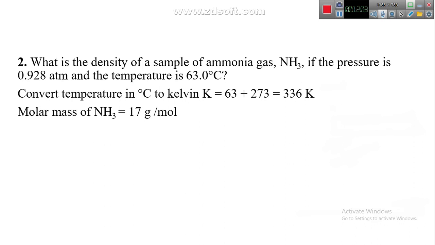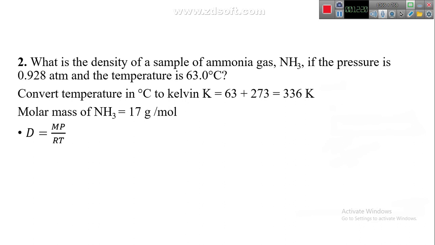Why do we find the molar mass? Because the question asks about density, and density is equal to MP over RT, where M is the molar mass. How do we find the molar mass? We do not have the molar mass.